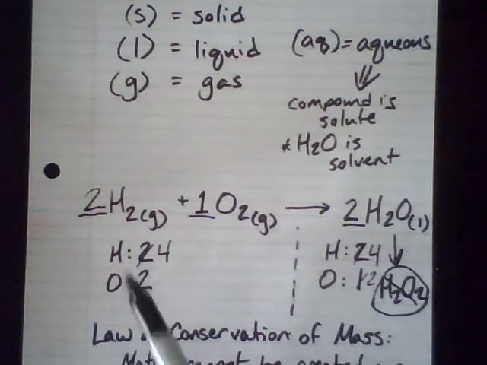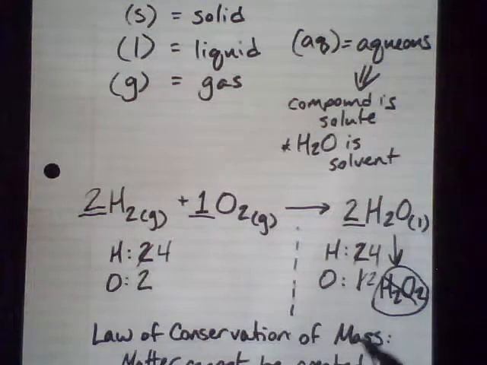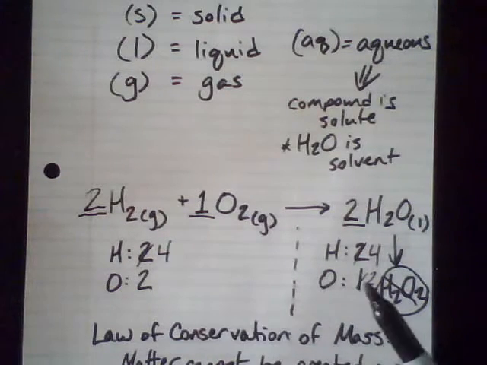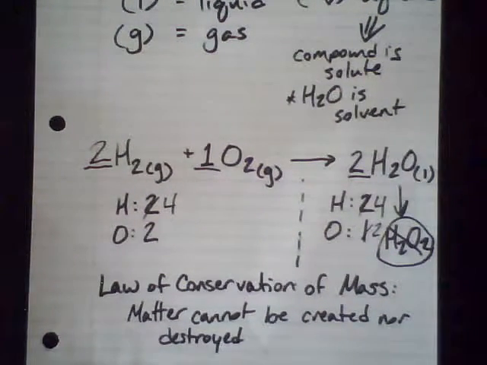Now, when I look at this, I have 4 hydrogen here, 4 hydrogen here, 2 oxygen here, 2 oxygen here. I'm balanced. I have the same number and type of element on each side of my reaction, and so the law of conservation of mass is satisfied.